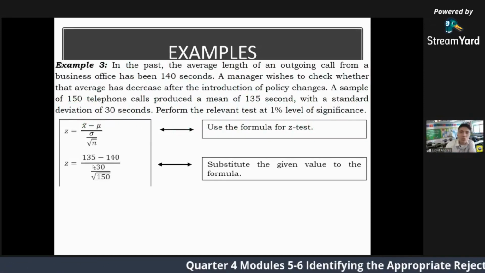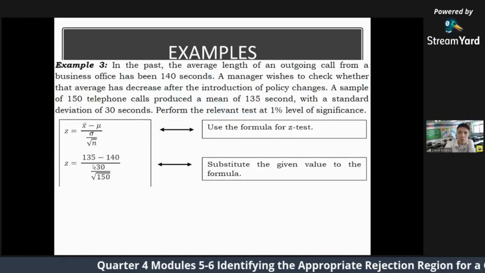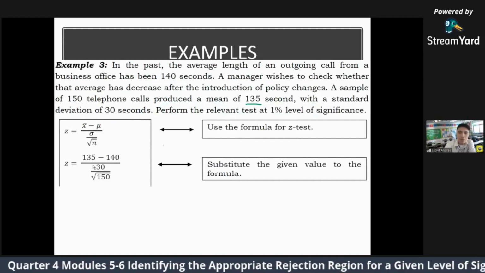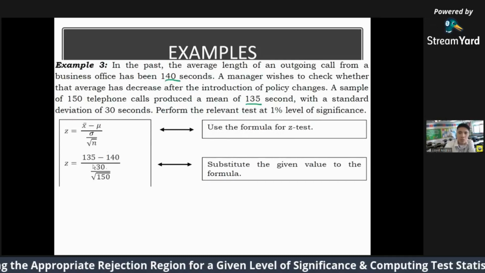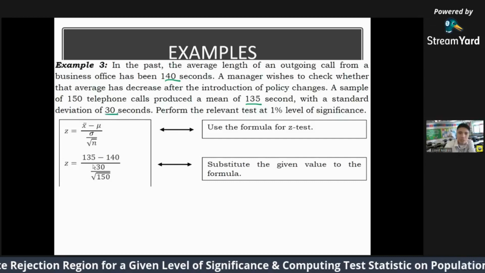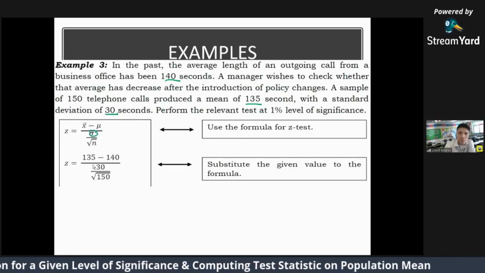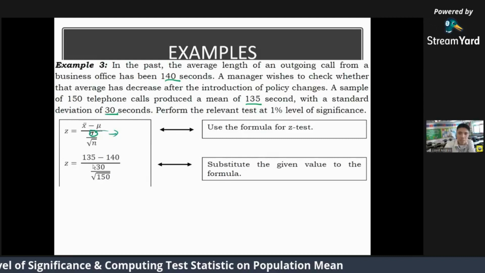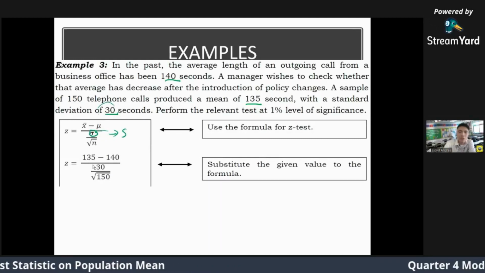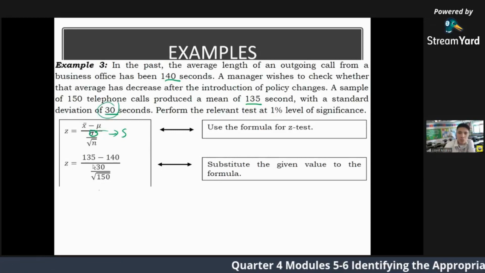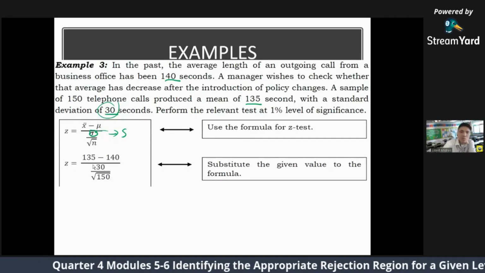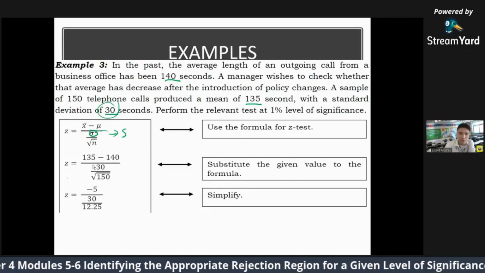Then substitution: 135 is our sample mean, and 140 is our population mean. 30 is what we use here. In replacement of sigma, we use S, the sample standard deviation, again by virtue of the central limit theorem. Then our sample size is 150. Simplifying, the numerator is negative 5.